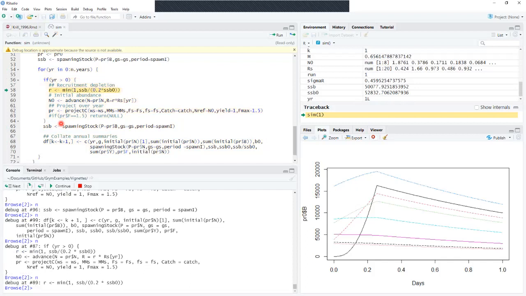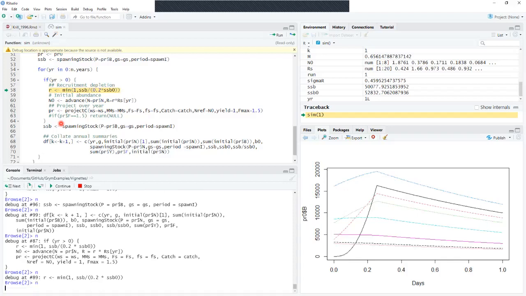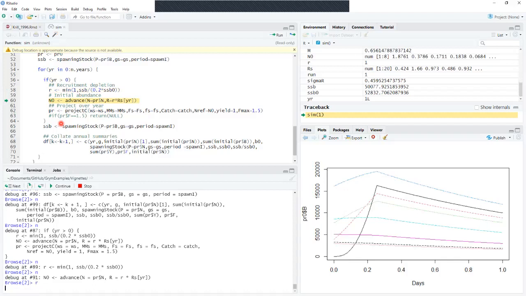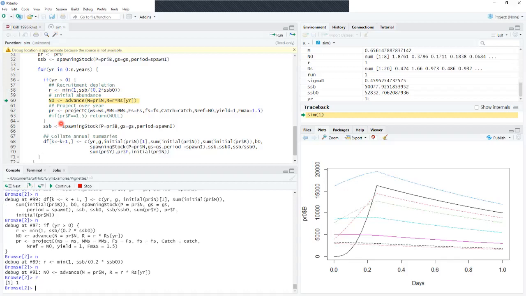This recruitment depletion thing, what we're really saying here is if our spawning stock biomass falls below our estimated median spawning stock biomass by a long way, then we're going to reduce recruitment. So if you look at R, at the minute it's 1, because the spawning stock biomass is quite high.